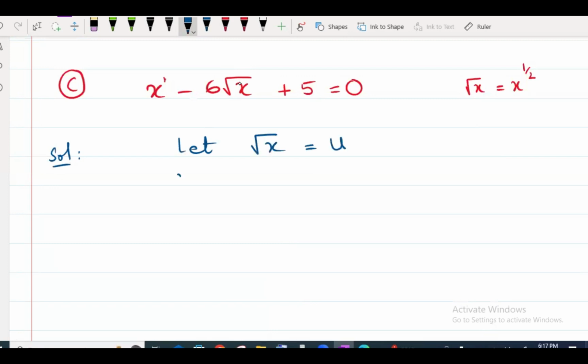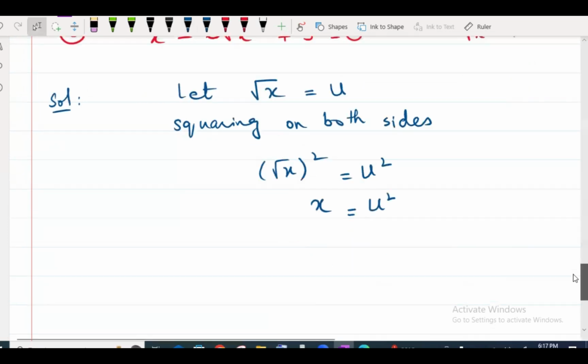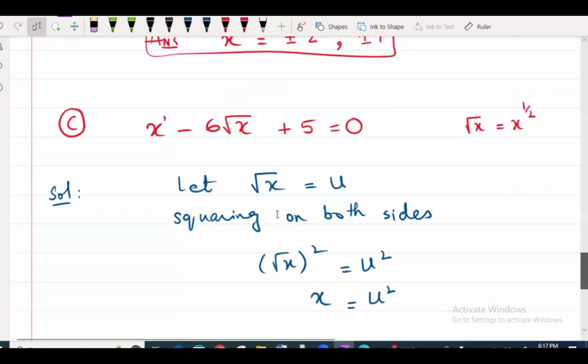And the second step is squaring on both sides. First step is assume the smallest power of x as u. Second step is squaring on both sides. When you square both sides, it will be root x squared equals u squared. You will get the value of x, which is u squared. Then the whole equation has been transformed.